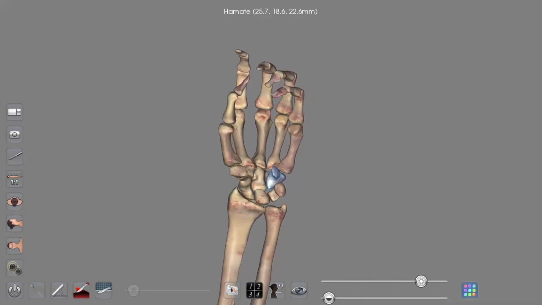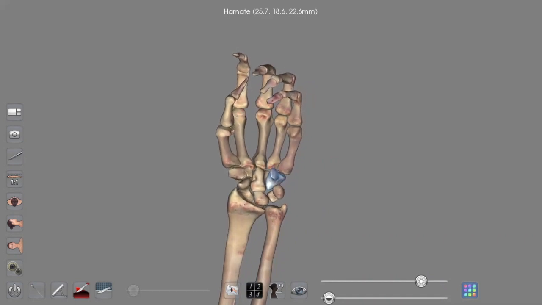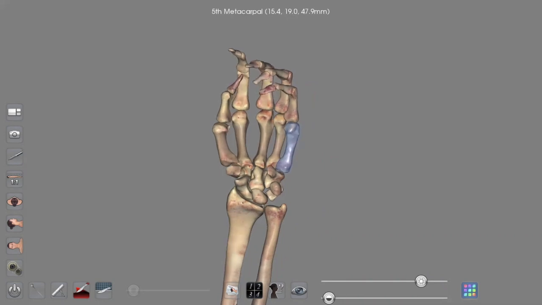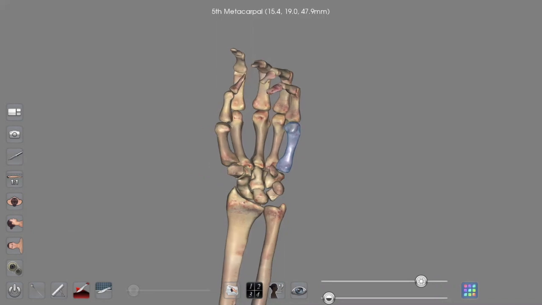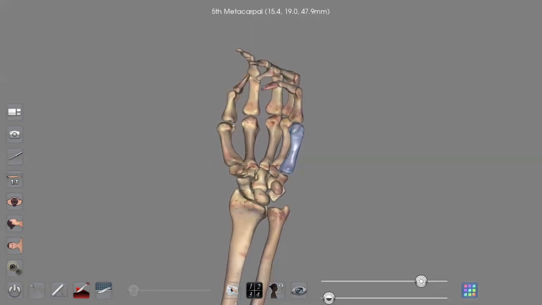Extending distally from the carpals, we have the long bones of the hand, the metacarpals. Each metacarpal has a base at its proximal end and a head at its distal end. The heads of the metacarpals articulate with the phalanges and form the metacarpophalangeal joint, also more commonly known as the knuckles of the hand. The first metacarpal, which is of the thumb, is the thickest of the metacarpals, but it's also the shortest of these bones.